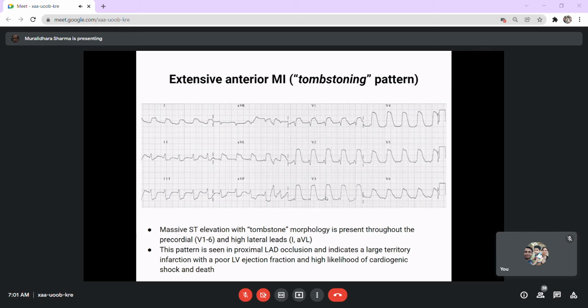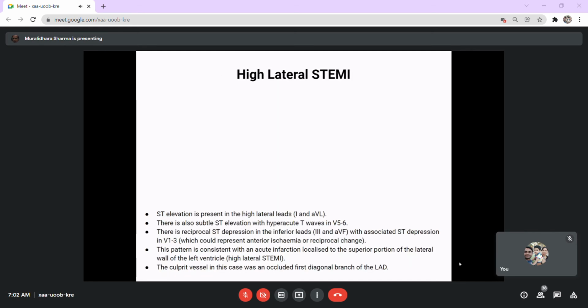But particularly when the changes are seen more in the chest leads V1 to V6, and in the AVL area, the left leads, also quite significantly, that suggests you have an anterior MI. So in general, anterior MI is more risky than the other types.